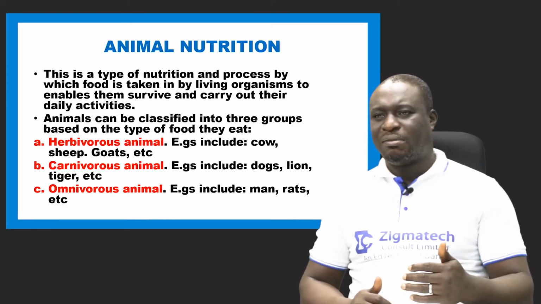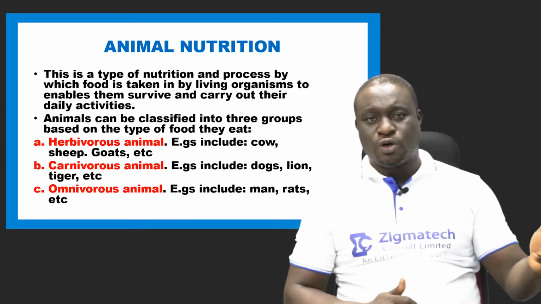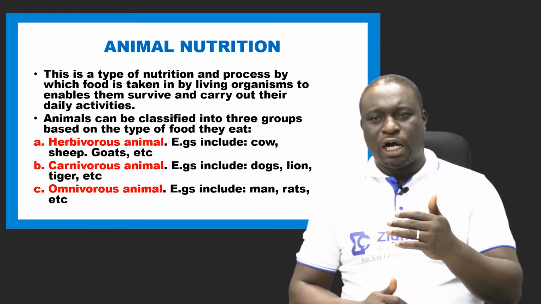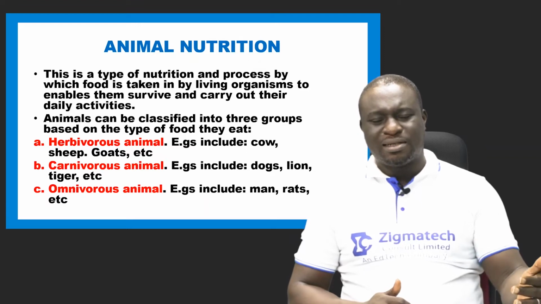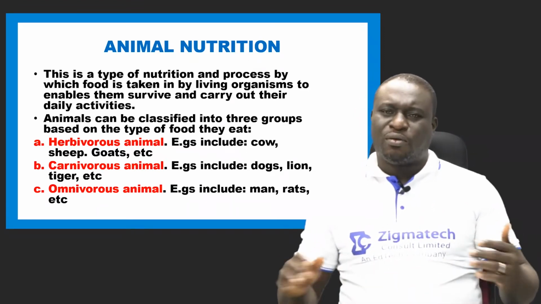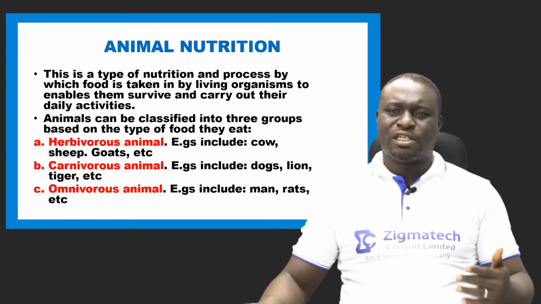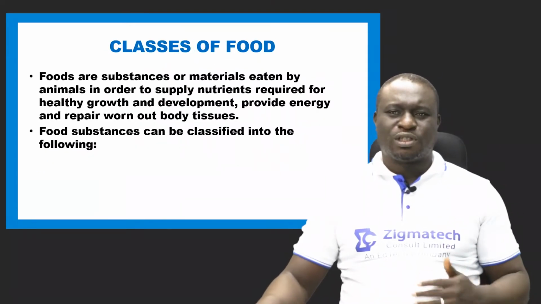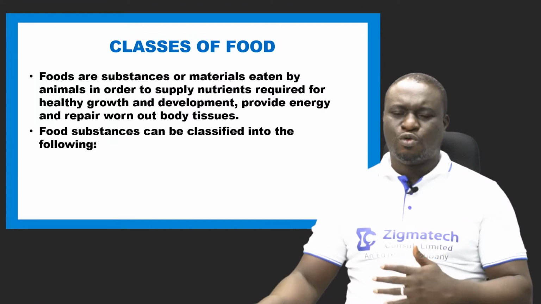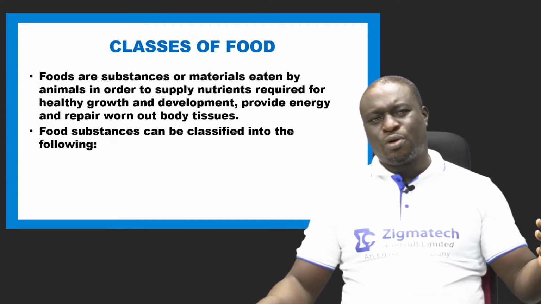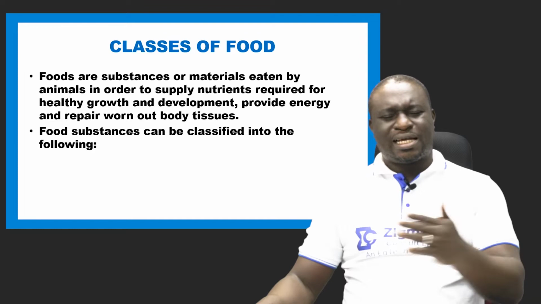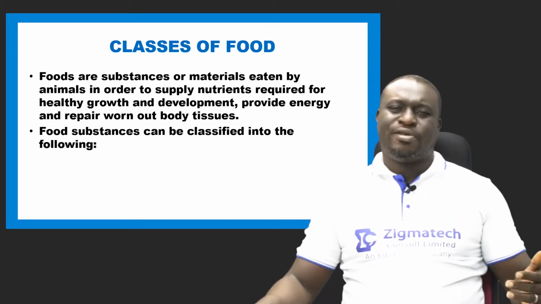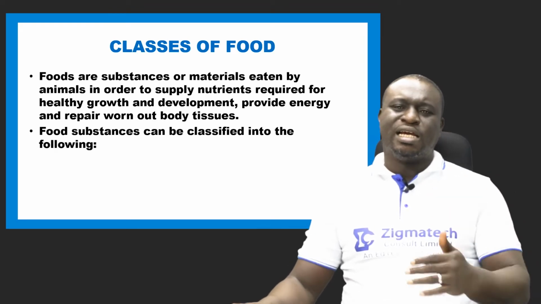We have the rats, and so many other examples of mammals that feed on both plants and animals. Before we continue, we're going to see more issues concerning animals. Now, food. In our discussion, when we were looking at the classes of animals based on the type of food they eat, what then is food?